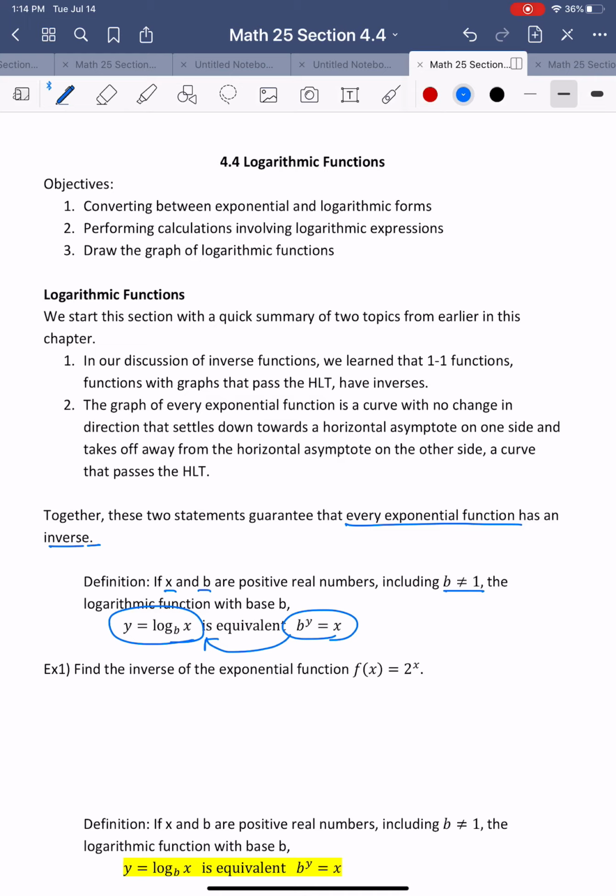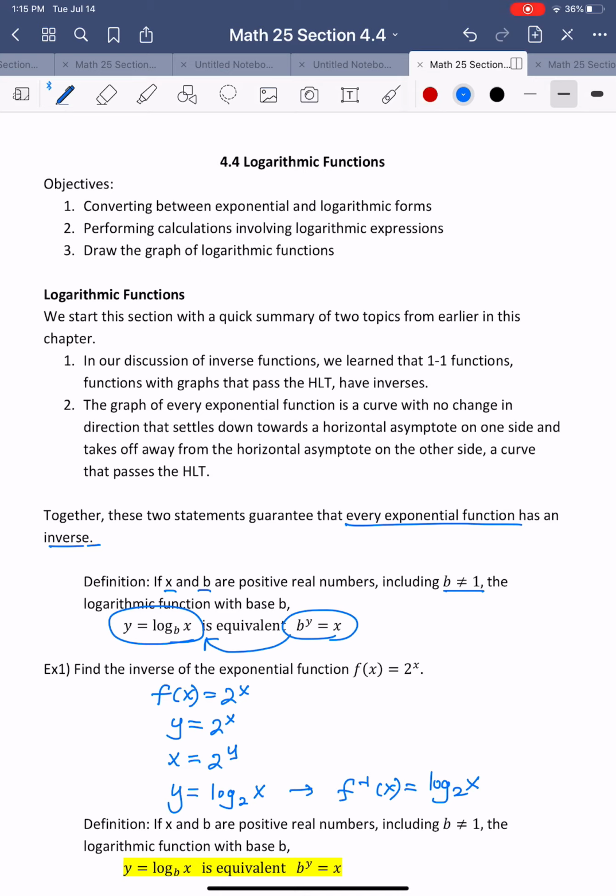So, find the inverse of the exponential function f of x equal to 2 to the x. First of all, we have a function notation, and then we replace f of x with a y, then interchange x and y, and then solve for y. In order to solve for y, we need to mention the y from the exponent, with the same base 2 here and the x right there. And then you can put the inverse notation, so log base 2 of x.